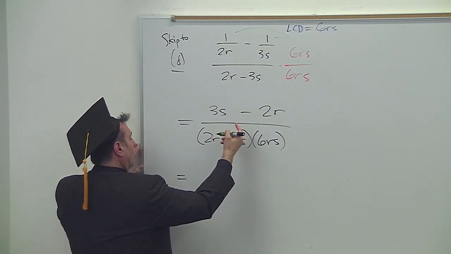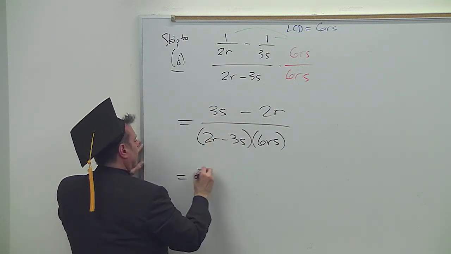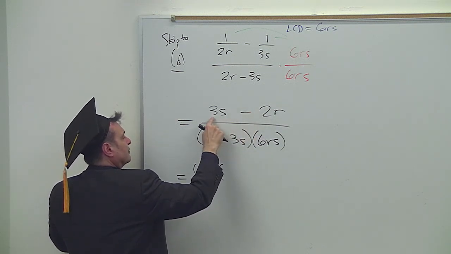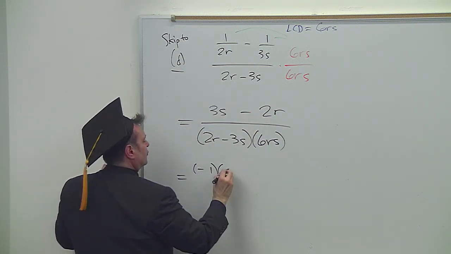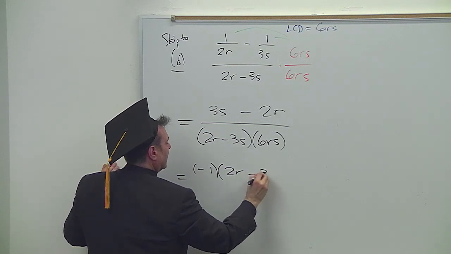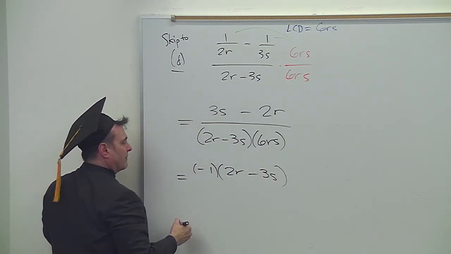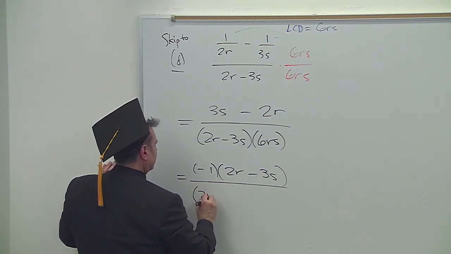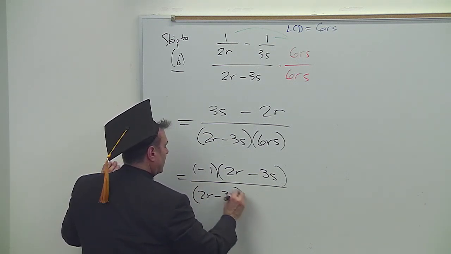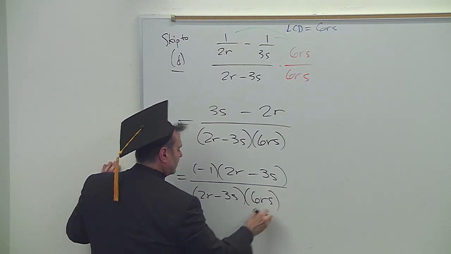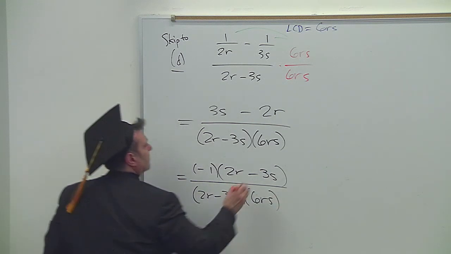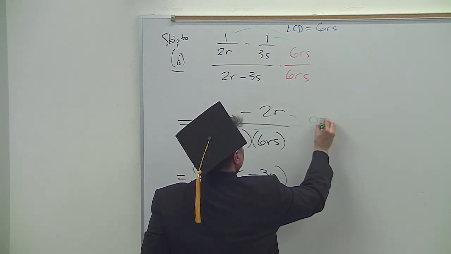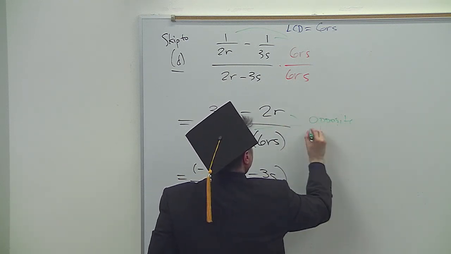One way to look at this is to factor out a -1, and that'll give us minus 3s plus 2r, which we can write in alphabetical order as 2r minus 3s. So minus 1 times 2r minus 3s, over 2r minus 3s, over 6rs. Again, we have opposite binomials.